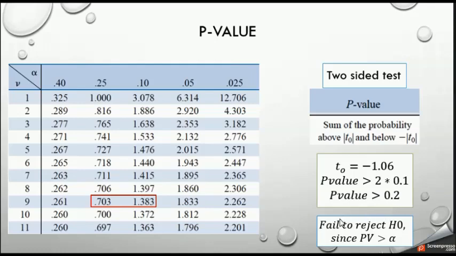So we are going to reject the null hypothesis only in case the p-value is less than alpha. But we know that alpha is 0.1 and the p-value is larger than 0.2. So our conclusion is we fail to reject the null hypothesis because the p-value is larger than alpha. Because the p-value is larger than 0.2 and alpha is only 0.1.